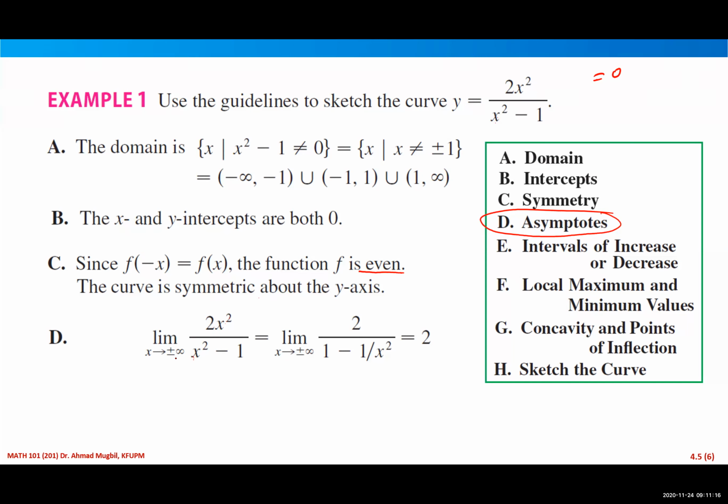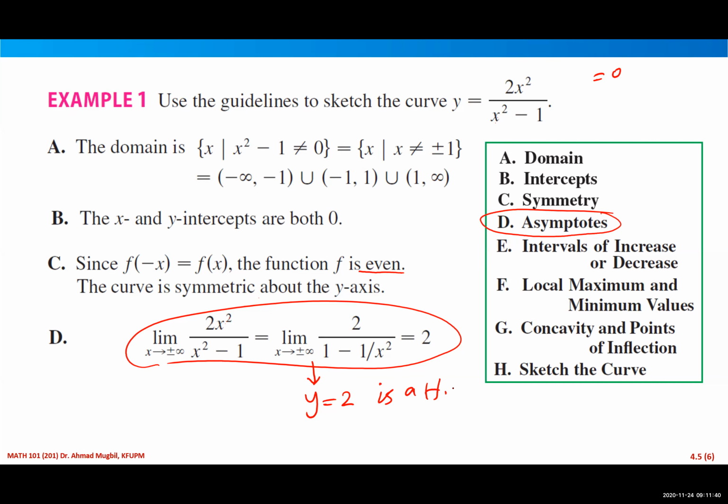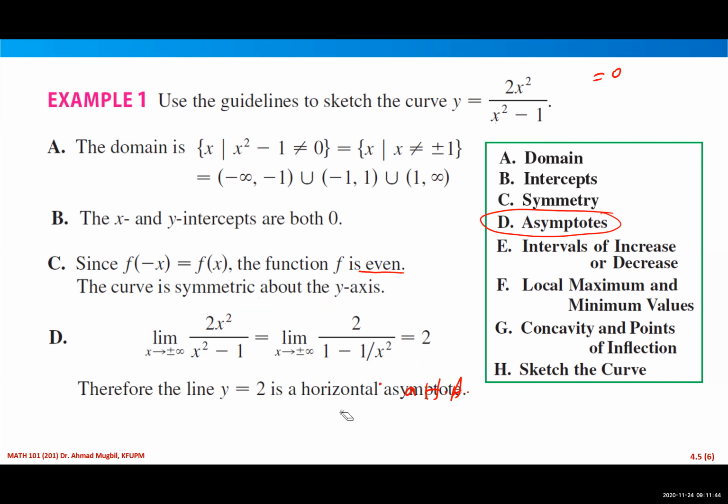And when x goes to negative infinity, because we have x squared here and x squared here, it will be the same. So this is why he combined them together. So what do we conclude from this? 2 is a horizontal asymptote. Y equals 2. Be careful, it is a line. So we conclude that the line y equals 2 is a horizontal asymptote.